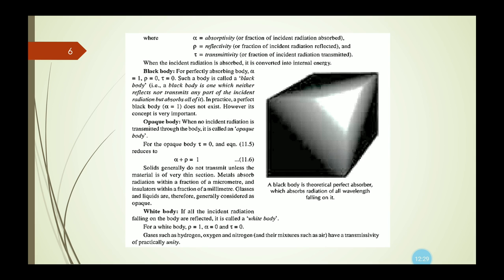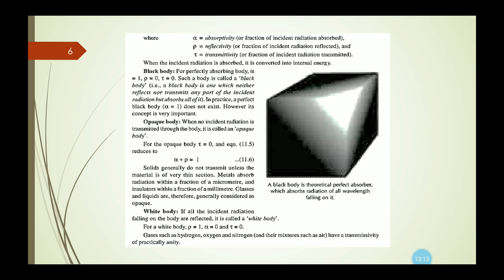Now when this irradiation is absorbed, it is converted into internal energy. Now let us discuss different types of body in case of this radiation. So first one is the black body. For a perfectly absorbing body, alpha equals 1, that is the absorptivity equals 1, then rho and tau, that means reflectivity and transmissivity, equal 0. Such a body for which the absorptivity equals 1 is known as the black body. So a black body neither reflects nor transmits any part of the incident radiation, but it absorbs all of the incident radiation.